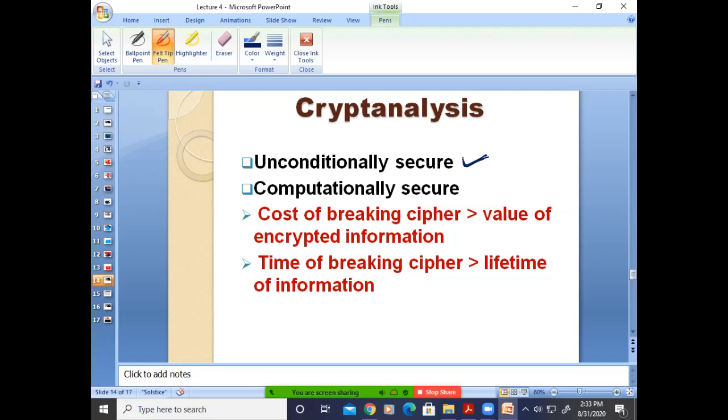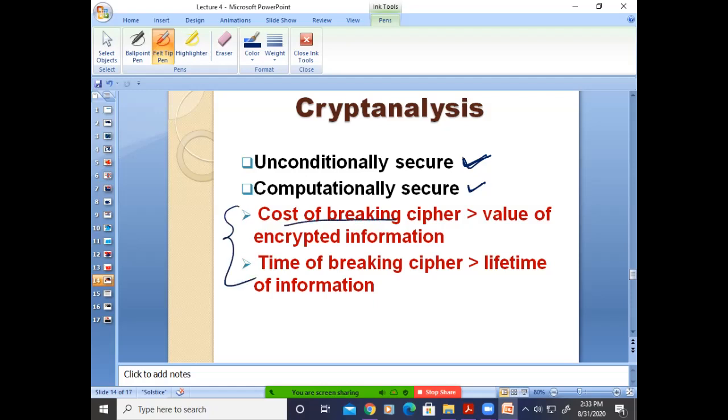It may not be practical, but to some extent it may be possible. So unconditionally secure, and the next one is computationally secure. That means in a brute force attack, he is trying all the keys, so he may take some time. Based on that, we can say whether it is computationally secure or not. That is based on these two concepts.